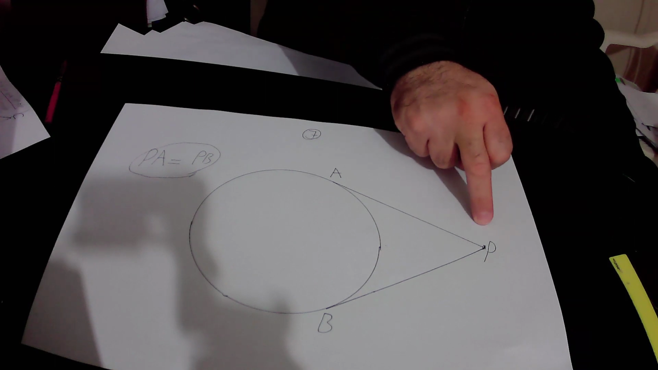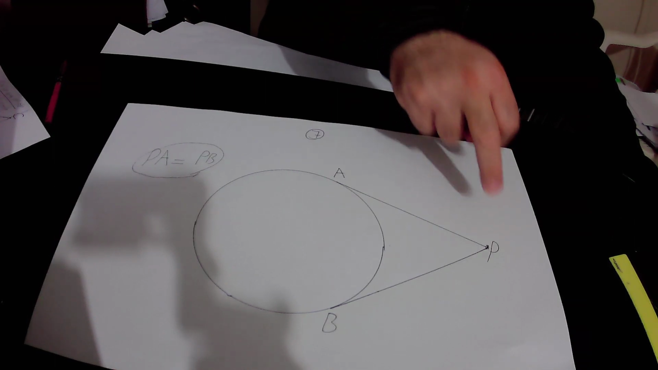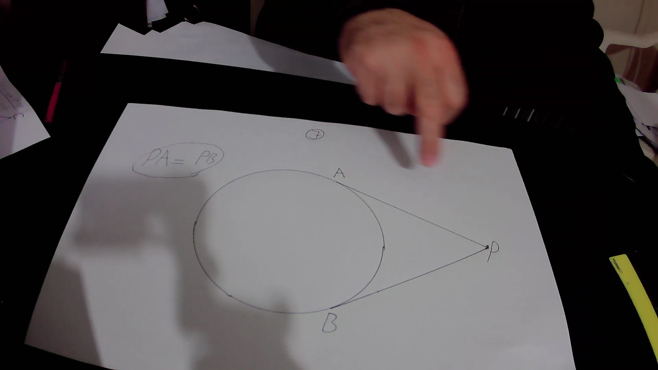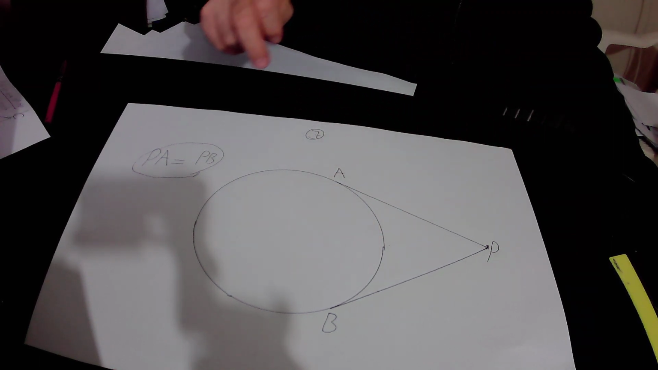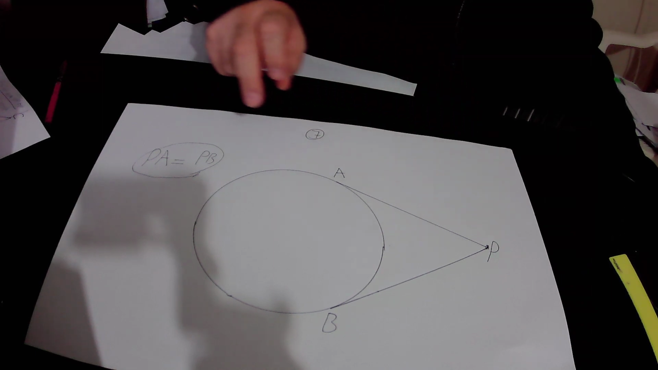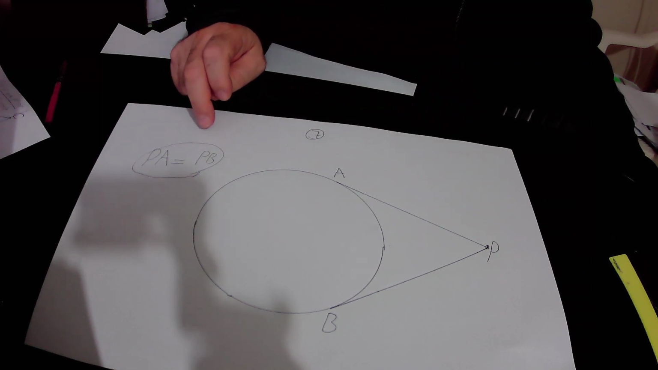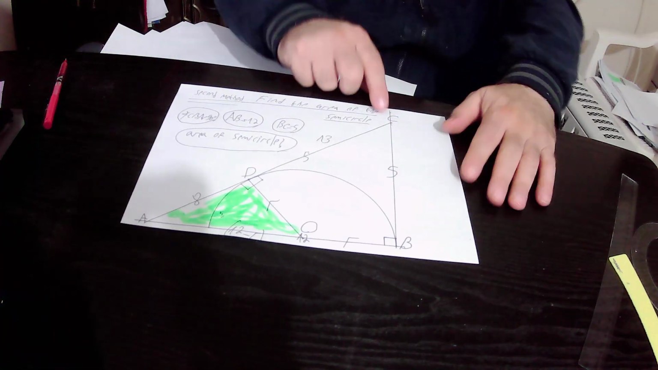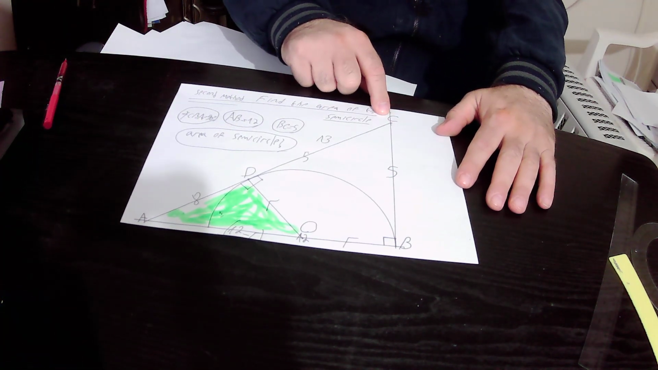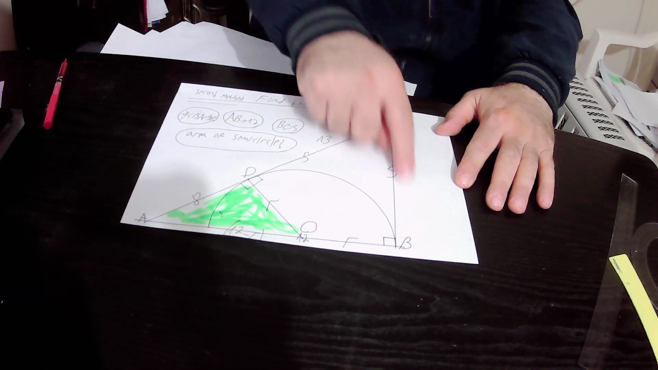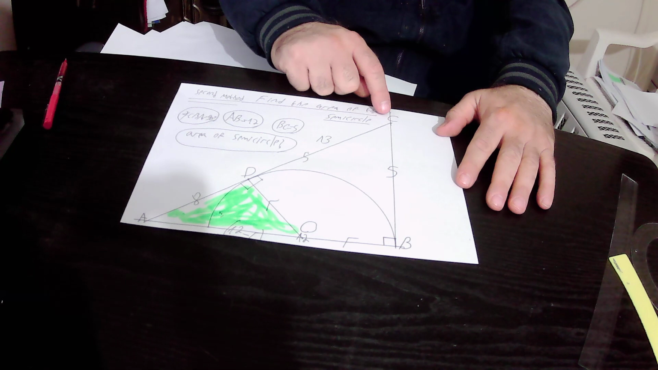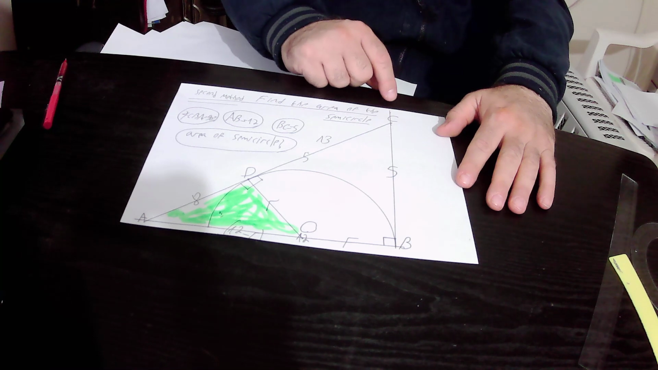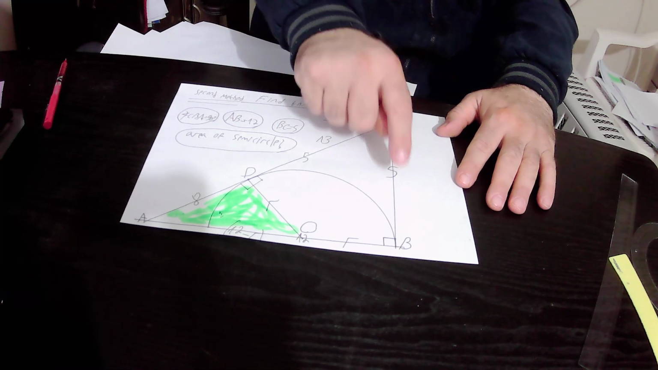Okay, point P is an external point, and from point P we draw two tangents to this circle. The first tangent is PA, the second tangent is PB, and according to rule number 2, the lengths of those two tangents are equal. That is to say, PA is equal to PB. And we actually implemented rule number 2 in our drawing. In our drawing we have the external point C. We have two tangents, tangent CD and tangent CB. According to rule number 2, the lengths of those two tangents will be equal. That is to say, CD equals CB.